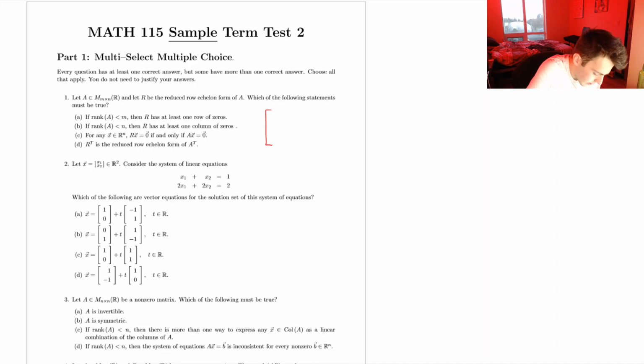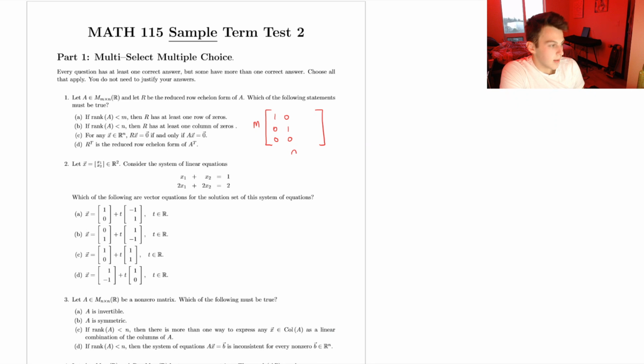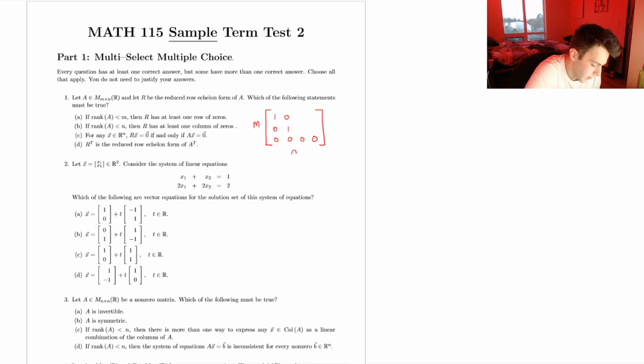If we have an M by N matrix here, and we are told that the rank is less than the number of rows, let's just take a quick example. Let's say I have 3 rows, then for the rank, I would need to have 2 leading entries, and I can't have any more. Try filling in the rest of the matrix. You'll realize that the only way that you can have the rank be less than the number of rows is if we do have 1 row of zeros, right? So A is true.